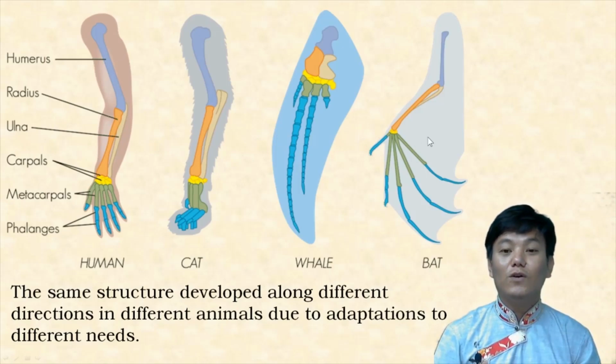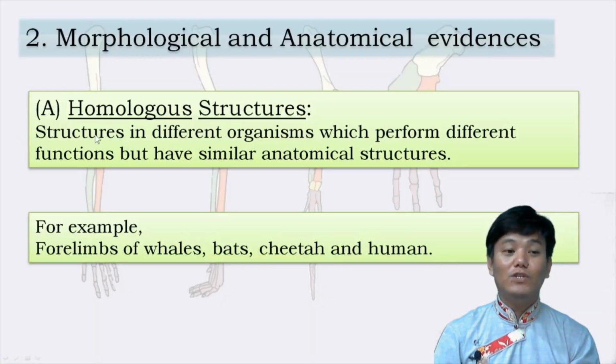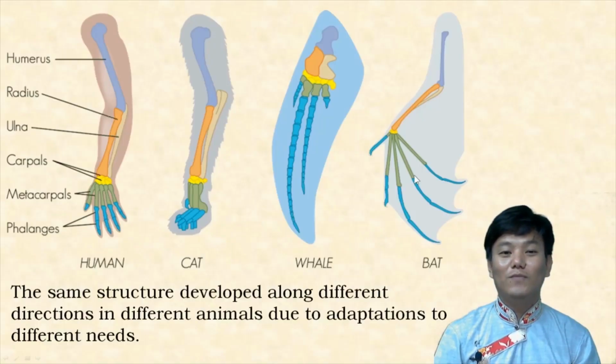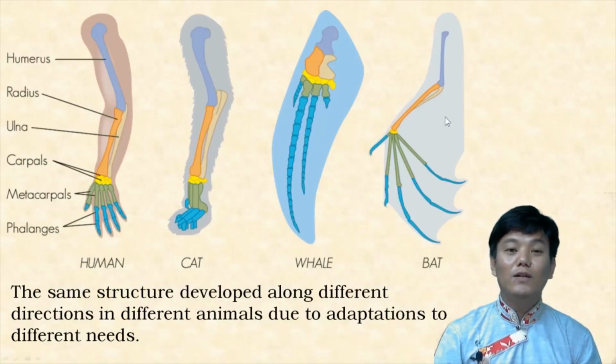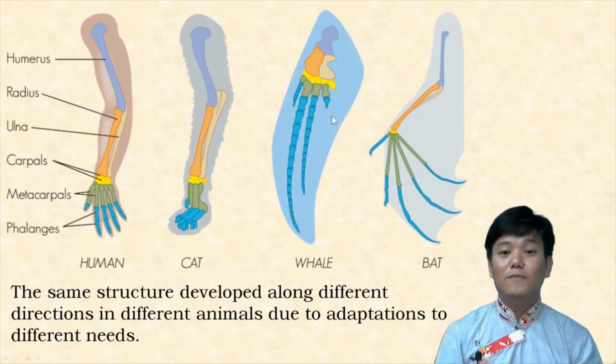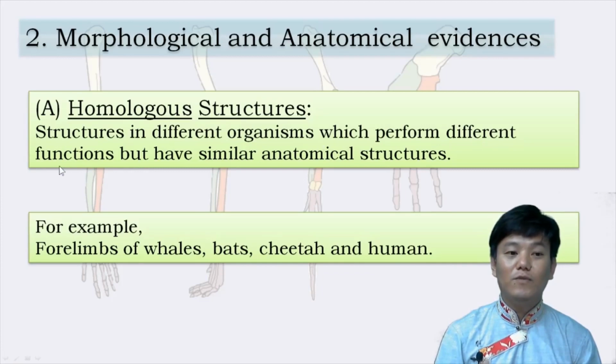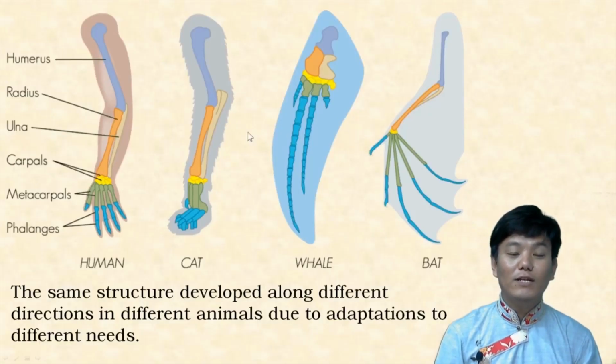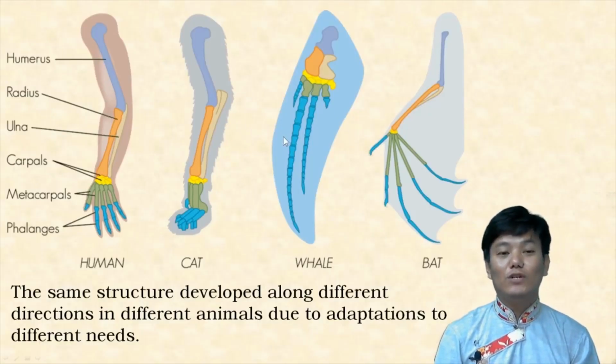So all these bones are present in all these structures, and these structures are called homologous structures. The homologous structure definition is very important: the structures in different organisms which perform different functions but have similar anatomical structures. Over here, these animals use their forelimbs for different purposes, right? For humans, we use it for grabbing. For cats, they use it for running or scratching. Whales use it for swimming. Bats use it for flying. So they have different functions, but the same internal anatomical structure.